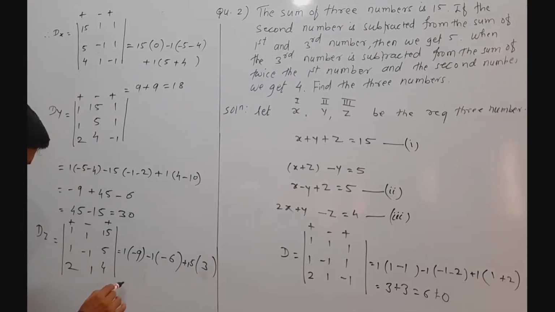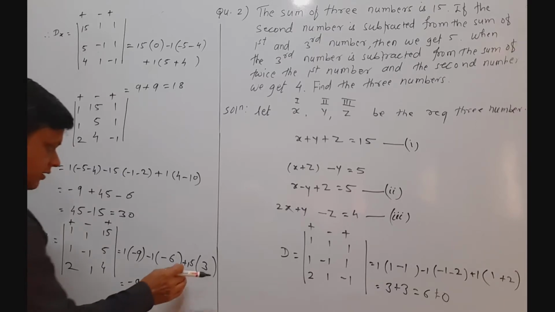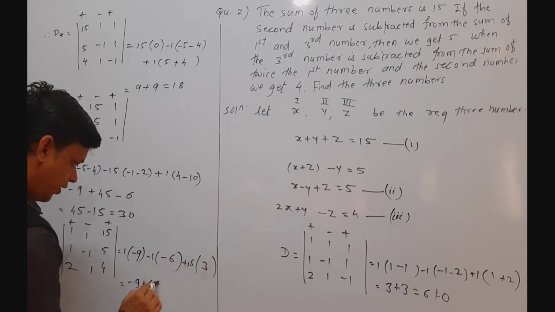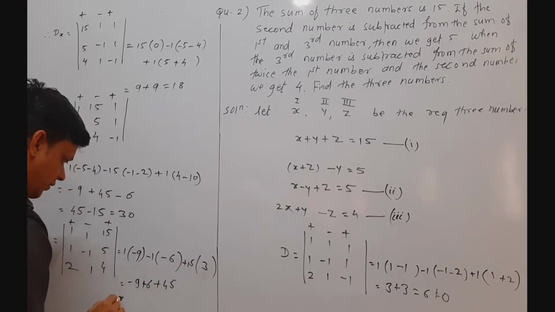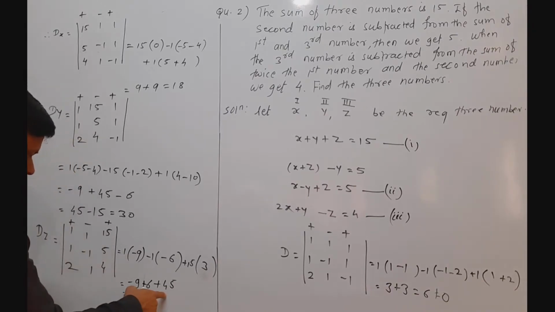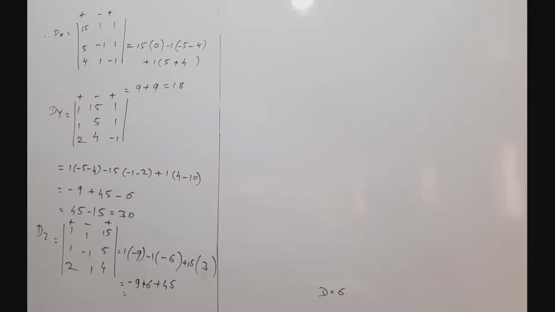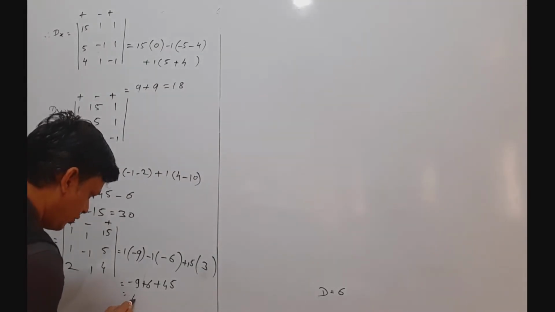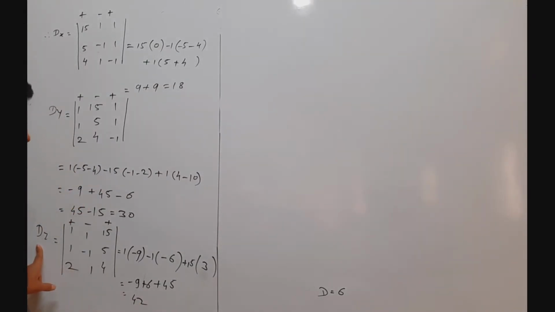Now simplify this. 1 into minus 9 is minus 9. Minus minus gets plus 6. Then 15 threes are 45. So here we get 51 minus 9. So here we get 42 as the value of dz.